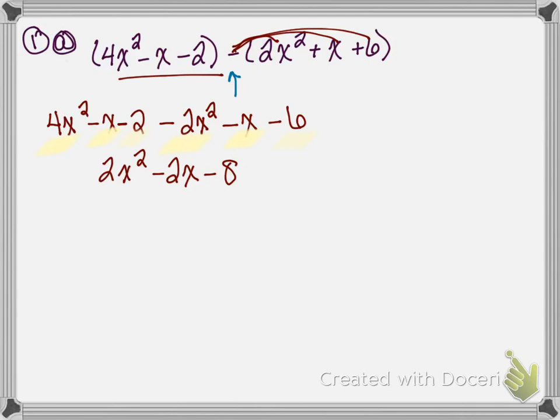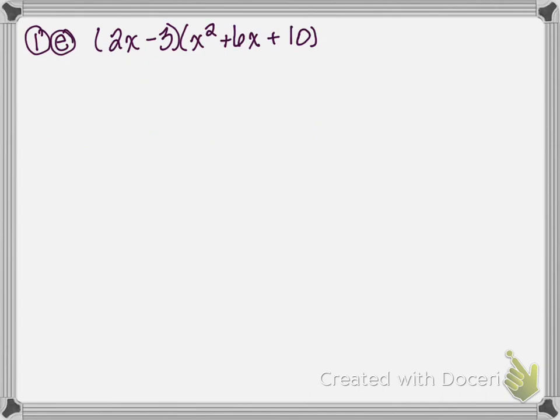I'm going to take one more look at this and make sure that there's nothing else that I can simplify. I can't simplify 2x squared and minus 2x because the exponents are different. They are not like terms. So this is my final answer right here: 2x squared minus 2x minus 8. Okay, let's move to the next one.